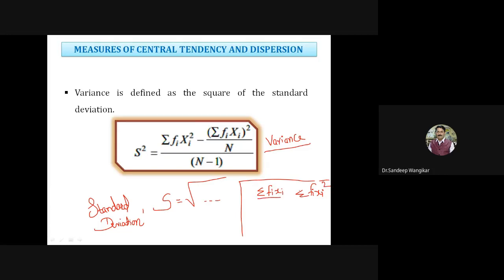So for solving any numerical, I have to calculate summation fi xi and summation fi xi square. If I calculate these two values, then easily I can calculate the mean mu using the formula, and easily I can calculate the variance s square, and taking the square root, I will calculate the standard deviation.